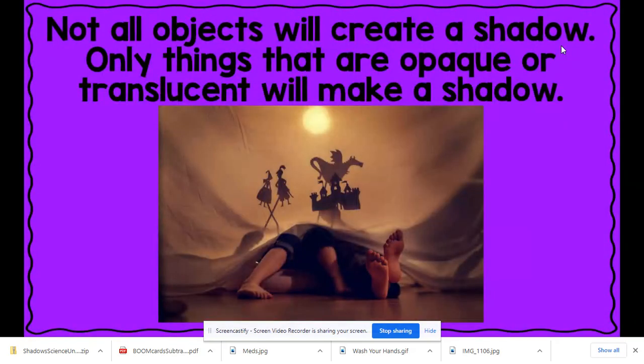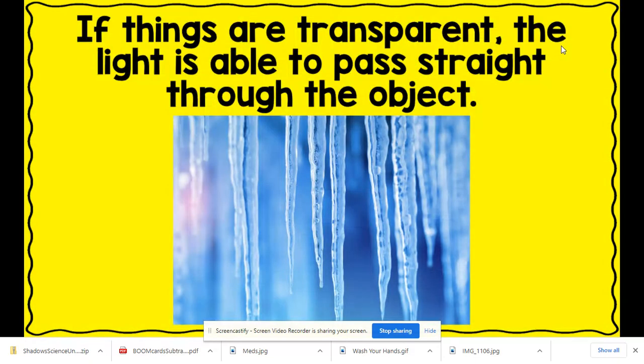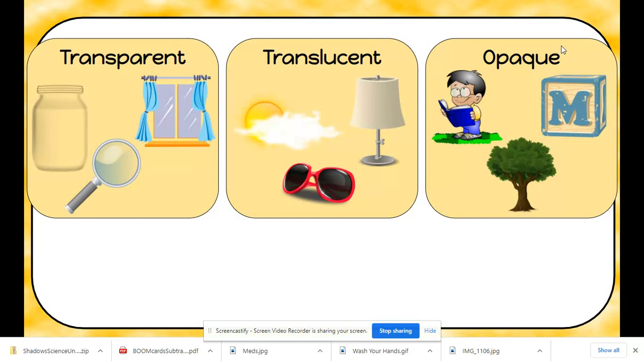Not all objects will create a shadow. Only things that are opaque or translucent will make a shadow. If things are transparent, the light is able to pass straight through the object. And remember those previous examples of transparent objects: the glass jar, the magnifying glass, or the window. Examples of translucent objects: the clouds, the lamp, and sunglasses.